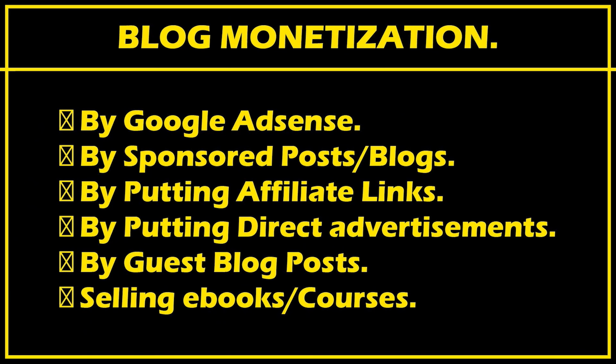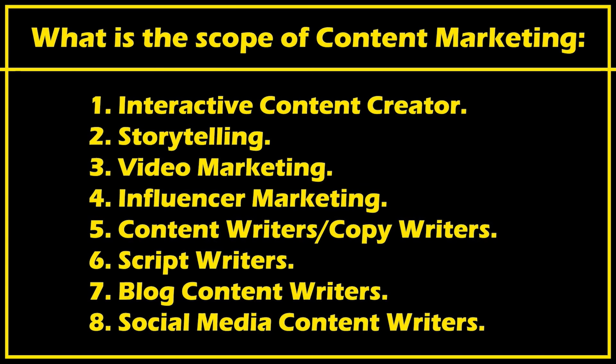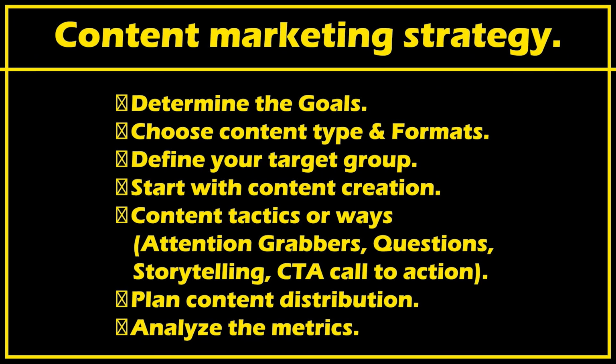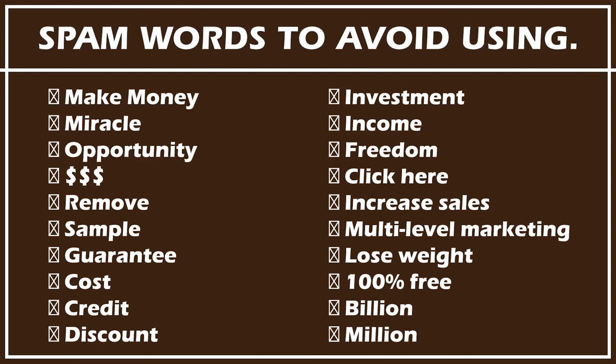Blog monetization. What is the scope of content marketing? Interactive content creator, storytelling, video marketing, influencer marketing, content writers, copywriters, script writers, blog content writers, social media content writers. Content marketing strategy: determine the goals, choose content type and formats, plan content distribution. Spam words to avoid using: make money, opportunity, guarantee, discount, click here, increase sales, 100% free.